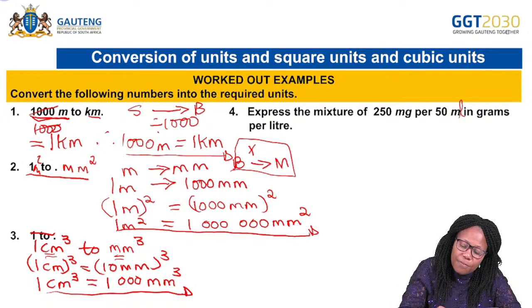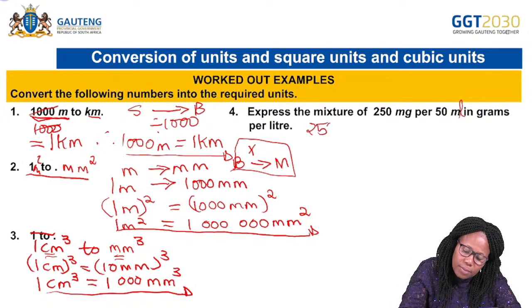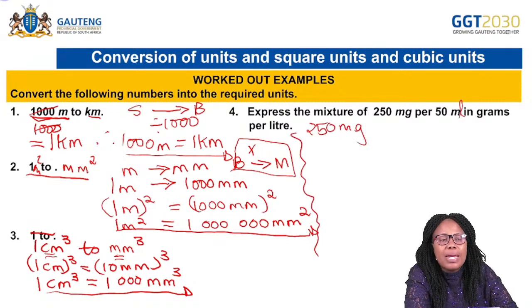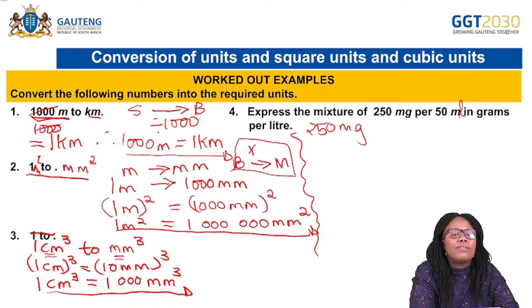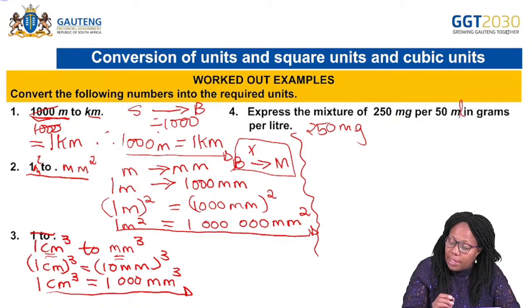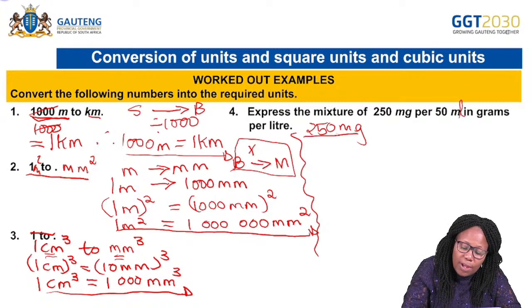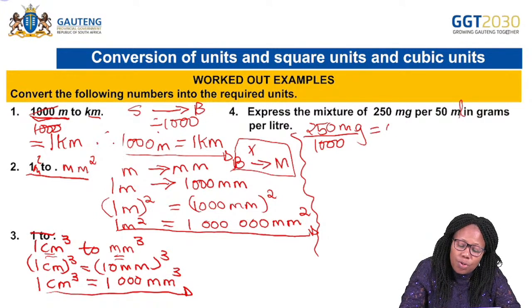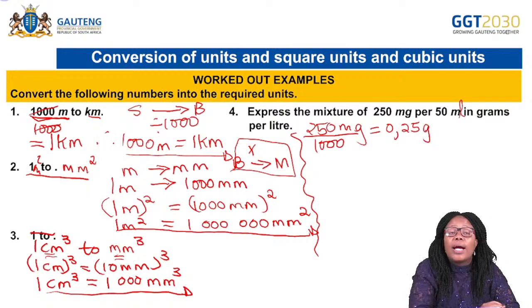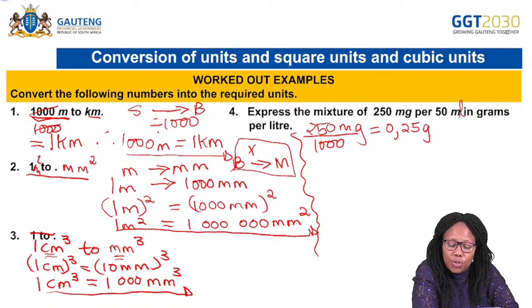We are having 250 milligrams, and then we are moving from milligrams to grams now. That is from small to big. And then from small to big, remember, you are dividing by what now? By 1,000. Okay, so if we divide 250 by 1,000, we end up with what? With 0.25. This will now be in grams, grade 12. I hope we are still together. Our milligrams is now in grams.